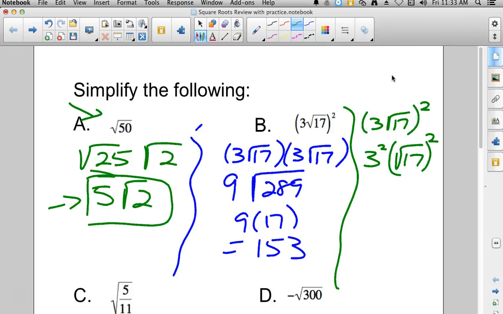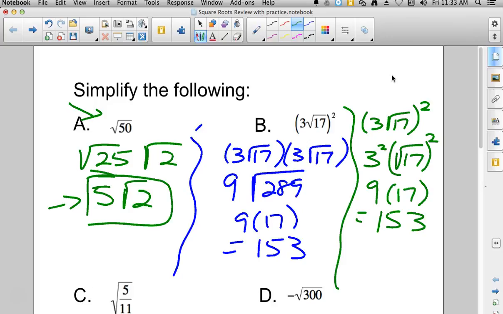Well, 3 squared is 9. And then you remember square roots and squaring. Aren't those like inverses of each other? Don't they cancel each other out? And they do. We'll still get the same answer. It's just a different way of doing it, you know?